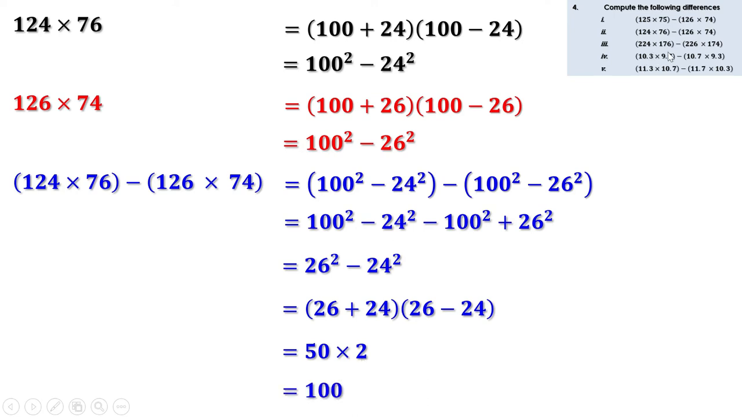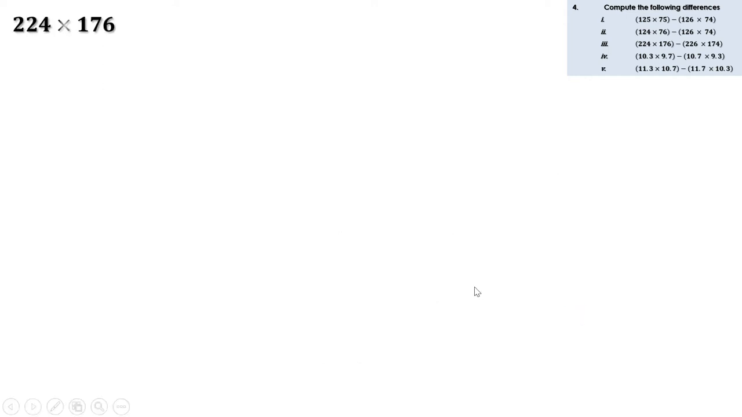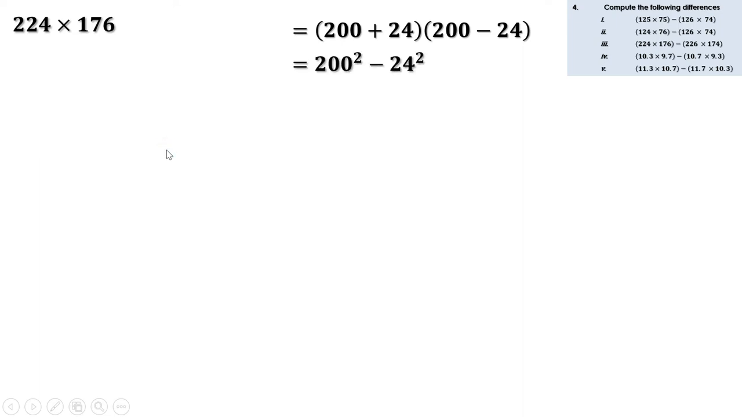Third question is 224 into 176 minus 226 into 174. Let us multiply 224 by 176. This is 24 more than 200 and this is 24 less than 200. So this can be written as (200 plus 24) into (200 minus 24), and that is equal to 200 square minus 24 square.